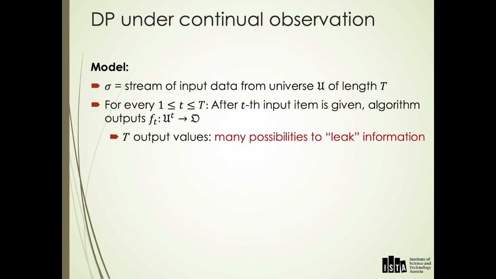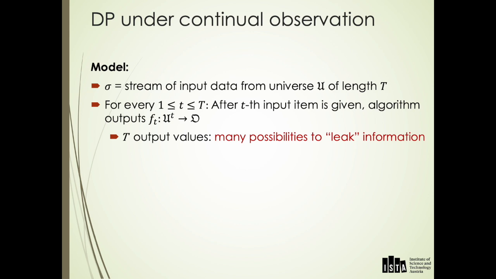So for the general model, you have a stream of input data from the universe U of some length, let's say t. And now the privacy definition needs to be adapted, and I'll talk about this in a second. But what you need to do is every time you get some input, you need to give some output again. Before, in the static setting, you had one input and you gave one output. So you had just one chance of leaking information, while now you have t chances of leaking information because you need to give t outputs. After the next bit of input arrives, you need to give some output again.